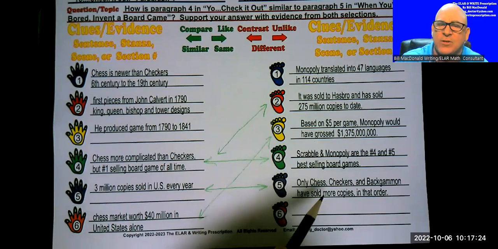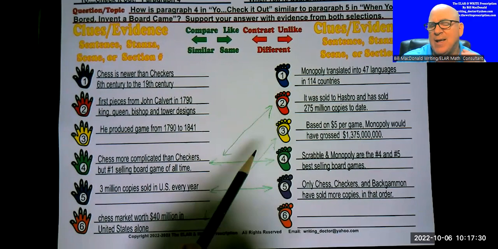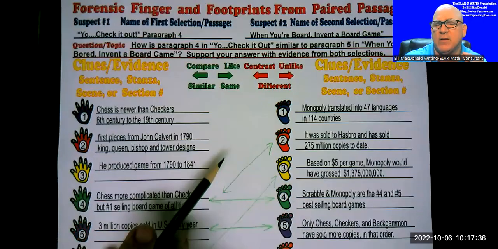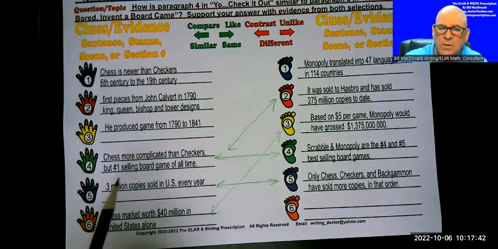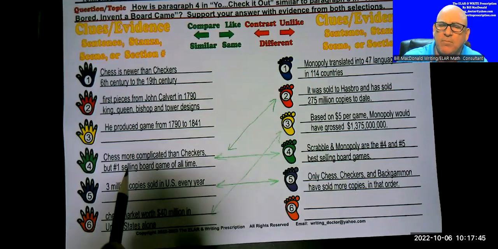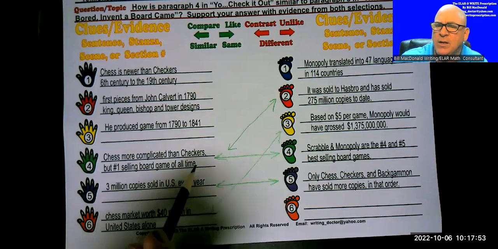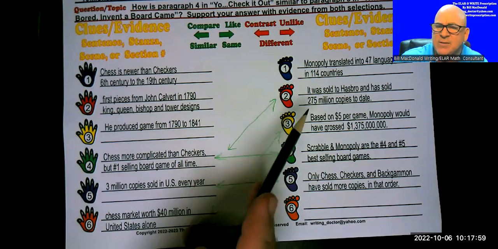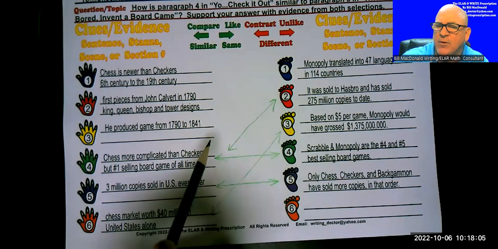Because they asked for same or similar, I looked for ideas that were similar, because you have to base your answer, red light, on the evidence, yellow light. So let's look at the fourth finger: chess is more complicated, and it's the number 1 selling board game of all time. So it's based on sales. Well, how does that compare? The red footprint: Monopoly has sold 275 million copies. What other thing is compared? That Scrabble and Monopoly are the number 4 and 5 best-selling games.